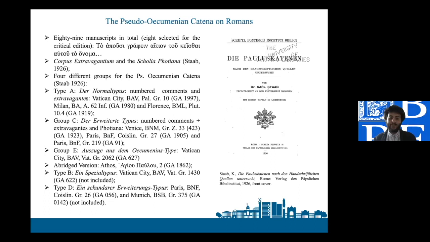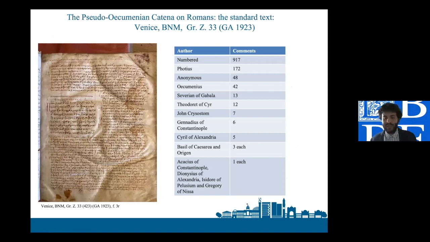And then two groups: group E, which includes the manuscripts with random extracts from the Pseudo-Oecumenian Catena, and the manuscripts with an abbreviated or abridged version of the Pseudo-Oecumenian Catena on the Romans. So in my presentation, I put the image of the opening page on the Romans of the manuscript that I selected as the standard text for my edition. I selected this manuscript, Marcianus Graecus Z33, GA 1923, on the grounds that it contains the full set of exegetical material.